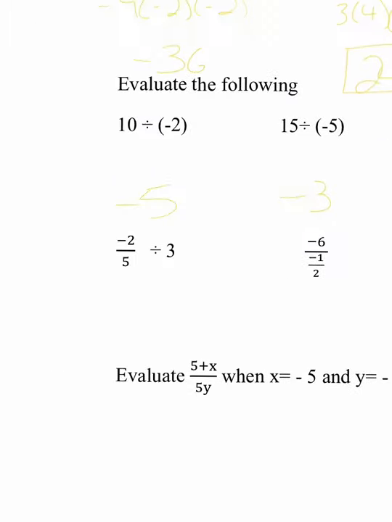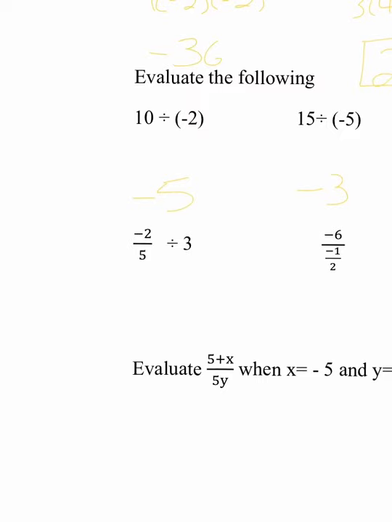Alright, moving on. Negative 2/5 divided by 3. You put that 3 over 1. We flip it, so it becomes 1/3. And we multiply it. And there's a negative and a positive, so there's only 1 negative, so it becomes negative. So 2 times 1 is 2. 5 times 3 is 15.